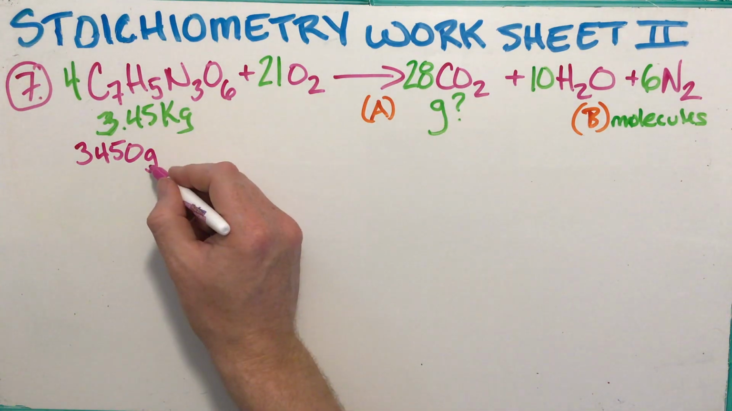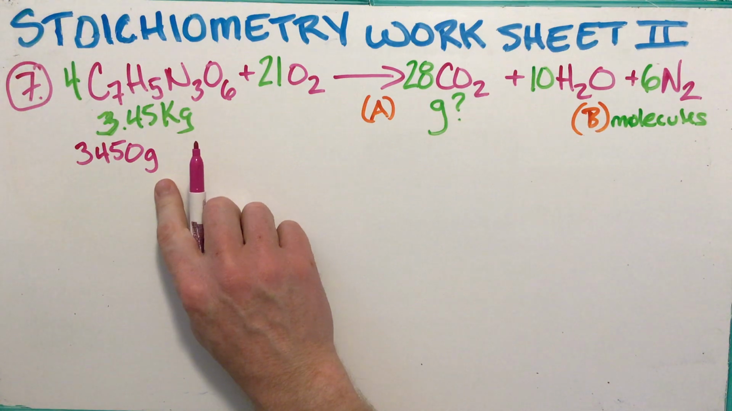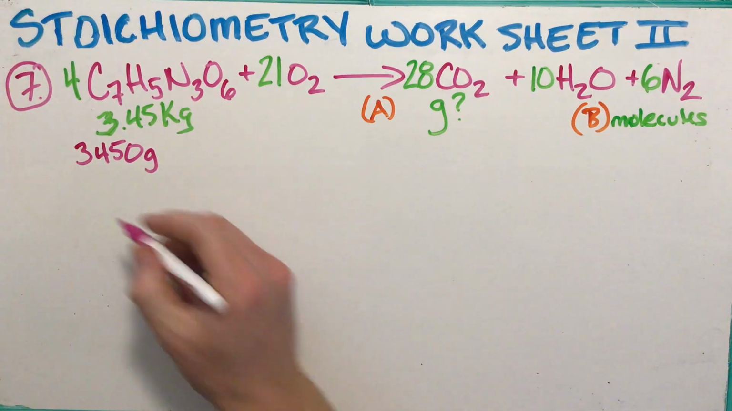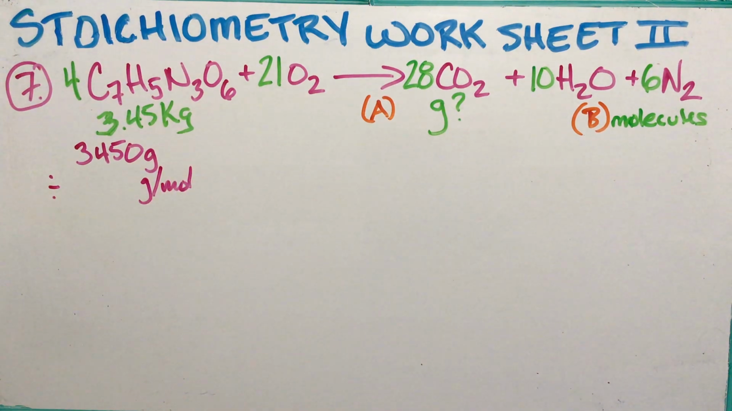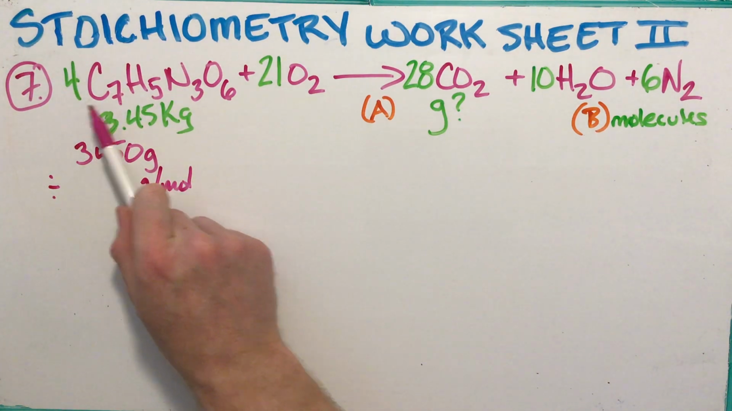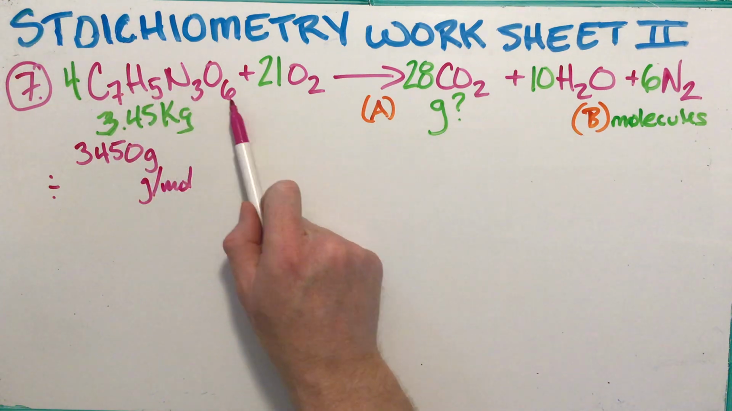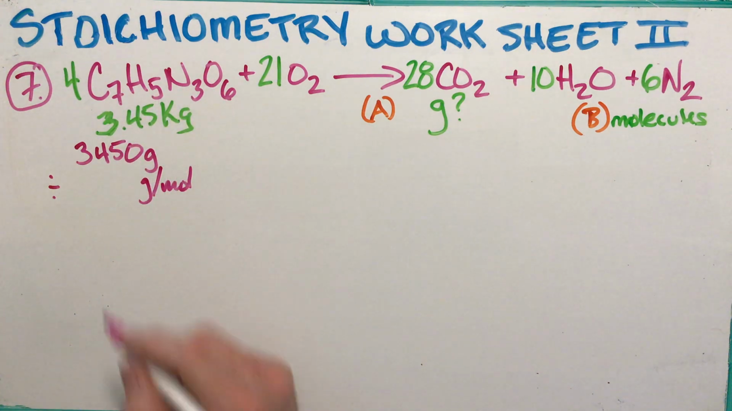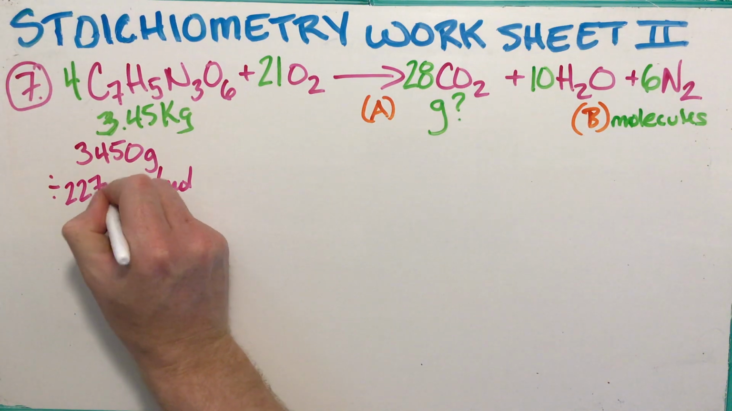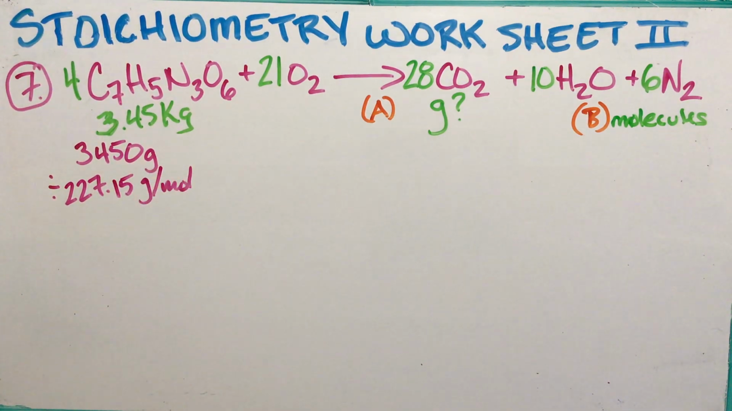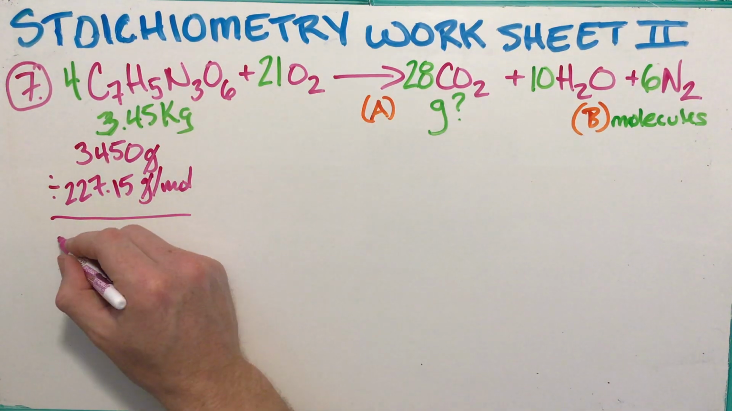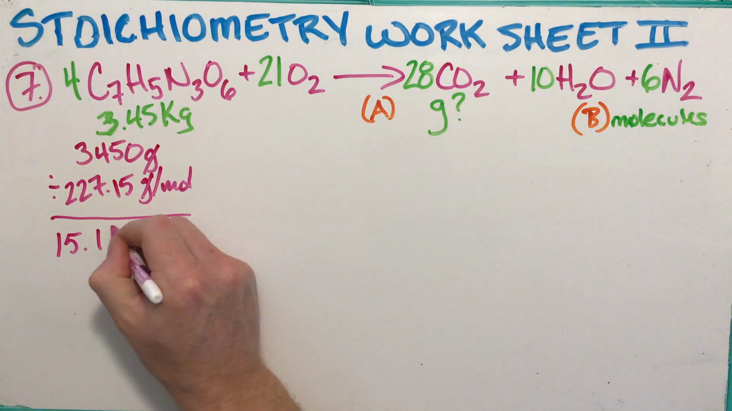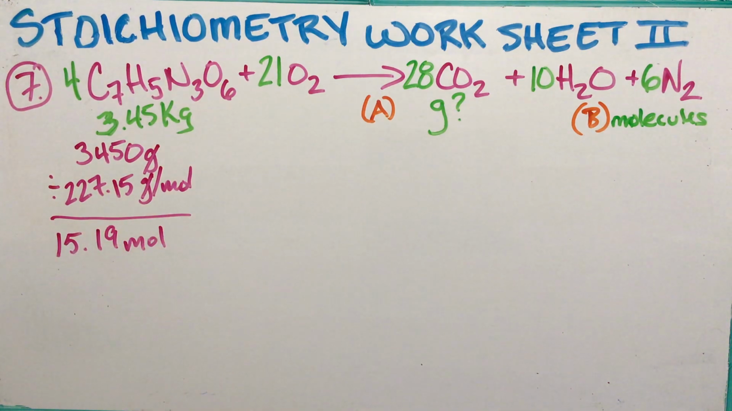Then I'm going to bring it over, but I can't because it's still in mass. I've got to change that into moles. So I'm going to divide by the molar mass for the dynamite. Again, I don't use the 4. It's just 7 of these, 5 of these, 3 of those, 6 of those. When I add those up, I get 227.15 grams per mole. I take grams and divide it by grams, they'll cancel, and I end up with 15.19 moles.